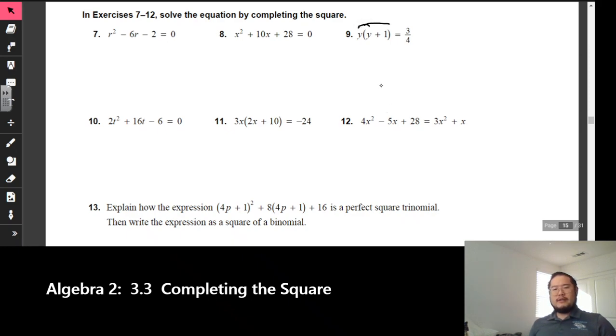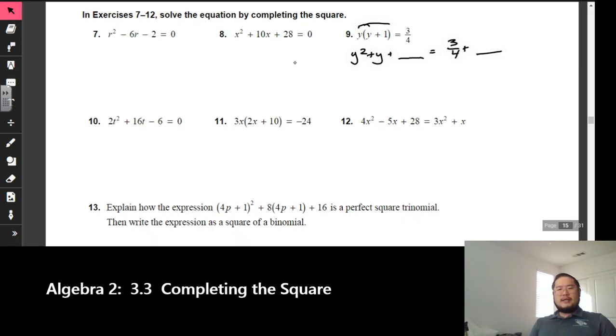I would start off, let's go ahead, make it look more homey and similar to number 7 and 8, and let's distribute the y. So we've got y squared plus y, and there is no c term. So let's go ahead, we'll leave a little blank spot right there. And then I'll have 3/4 plus a blank here as well.